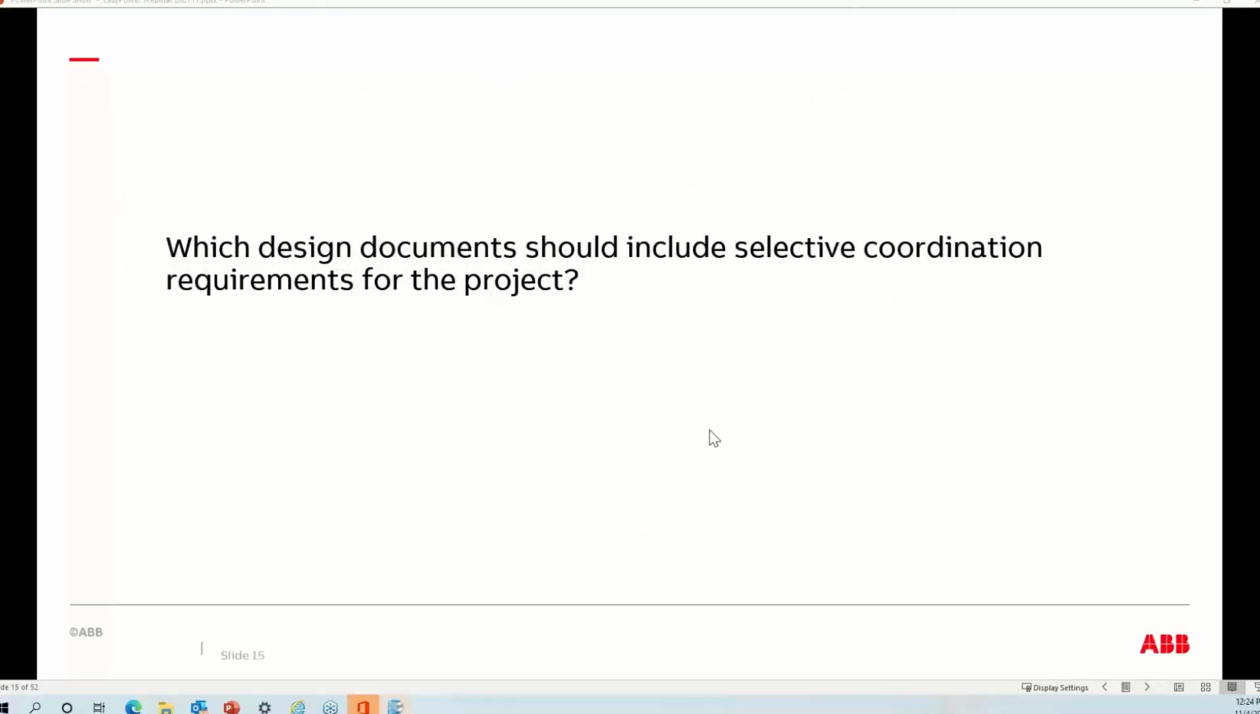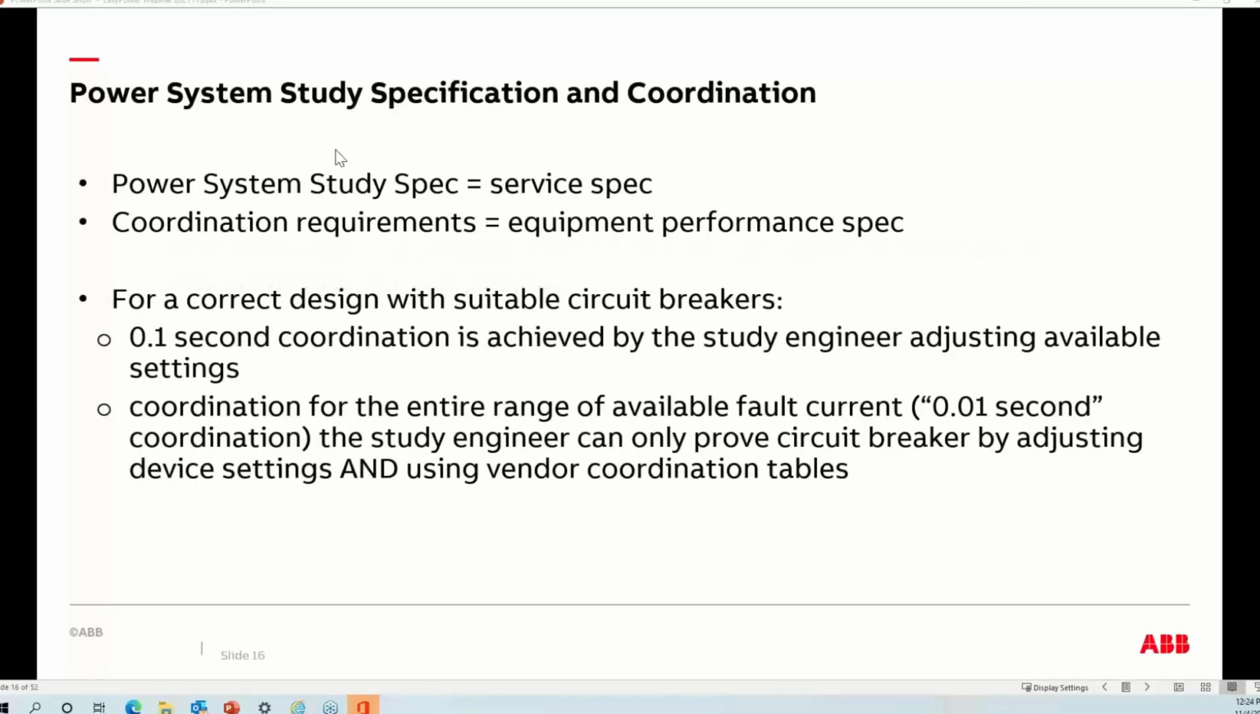Which design documents should include selective coordination requirements for the project? Again, we're talking about drawings and specifications. And I'd like to start the discussion by bringing up the power system study spec, right? It's a standard spec that's thrown into projects.